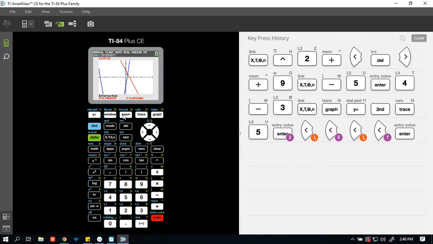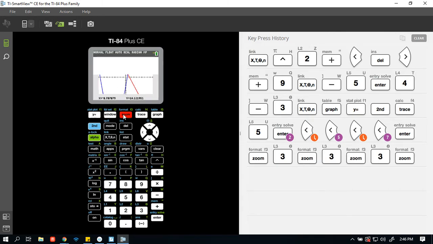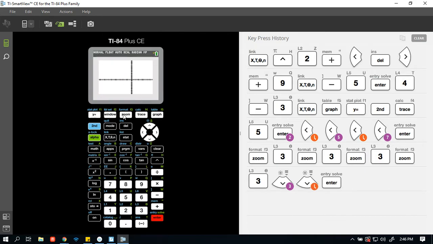I do have to find that next one. So I'm going to go with the zoom. I'm just going to zoom out. Do I want to zoom out? I'm going to do it again. Zoom 3. Zoom. Am I zooming out? Oh, there you go. I have to enter. All right, so there's my second intersection point.